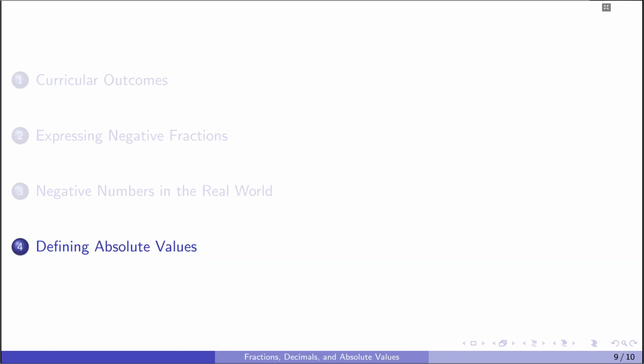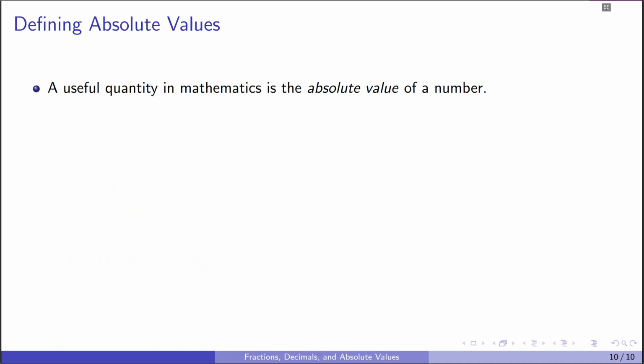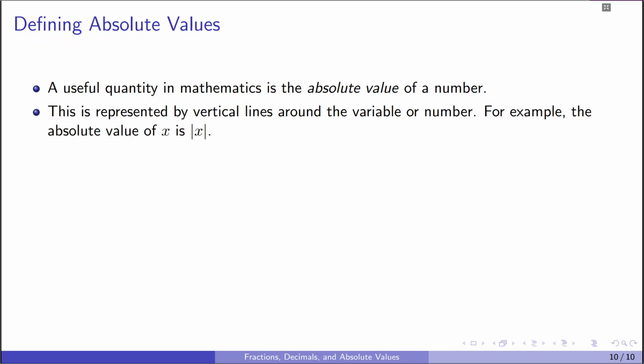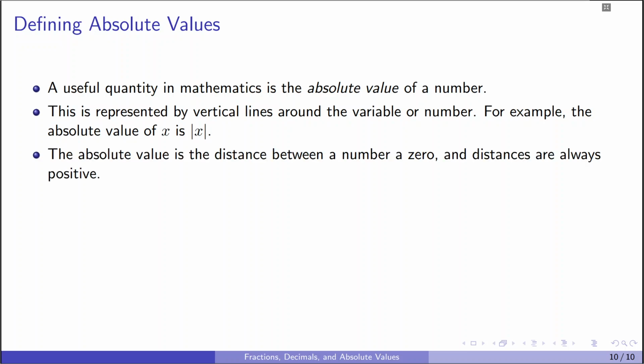Our third new knowledge outcome is the definition of the absolute value. A useful quantity in mathematics is the absolute value of a number. This is represented by vertical lines around the variable or number. For example, the absolute value of x is an x with vertical lines on either side. The absolute value is the distance between a number and 0, and the distances are always positive.